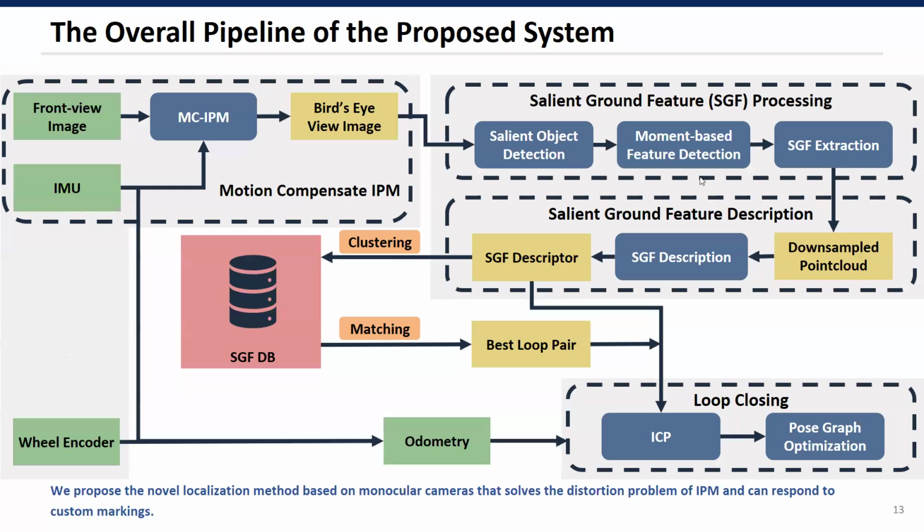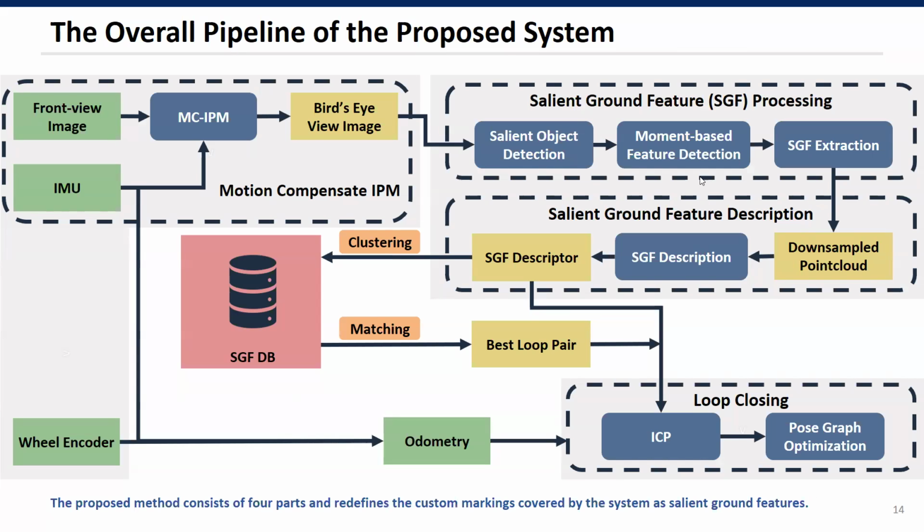We proposed a novel localization method based on monocular camera that solves the distortion problem of IPM and can respond to the custom markings. The proposed method consists of 4 parts, and we define the custom marking covered by the system as a salient ground feature.